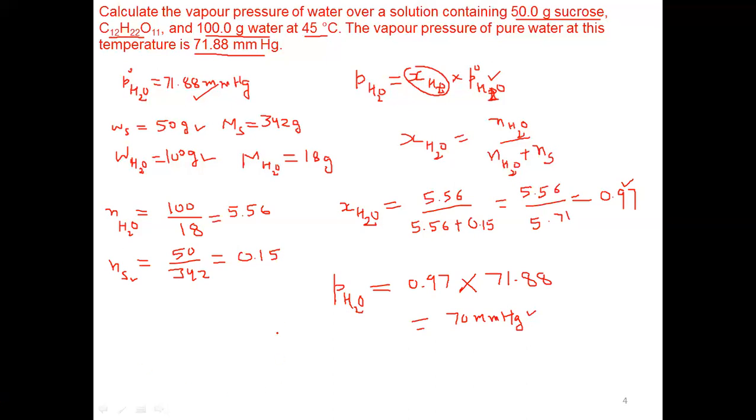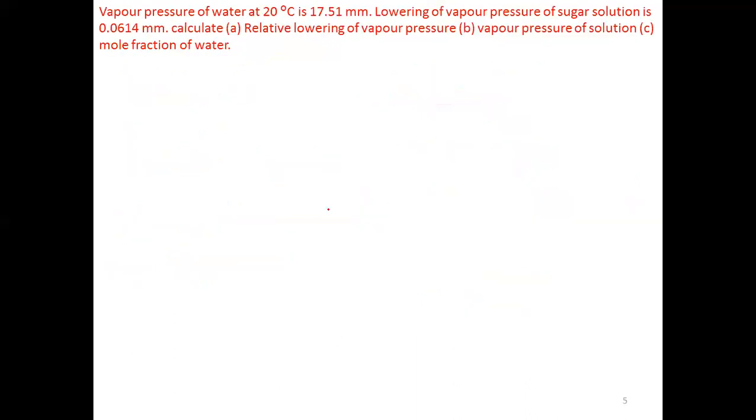So this numerical was similar to the earlier one. We just had to calculate the mole fraction of water. Now we were given the weights directly, so we calculated the number of moles from the molecular weight of the substances. Then we calculated the mole fraction of water. Then by applying Raoult's law, we can calculate the vapor pressure of water in solution. So that was an easy numerical. Let us move to the next numerical.